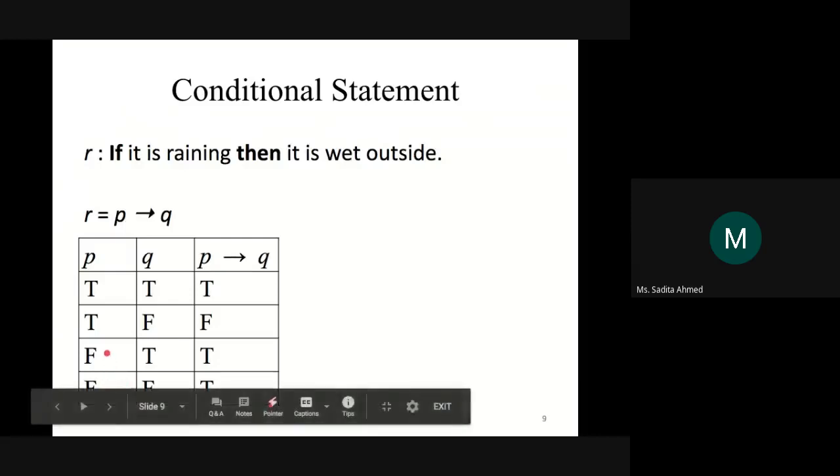Now, why is the output true here then for the third combination? Why is the output true here? Does anybody have any observation? It should be false, right?